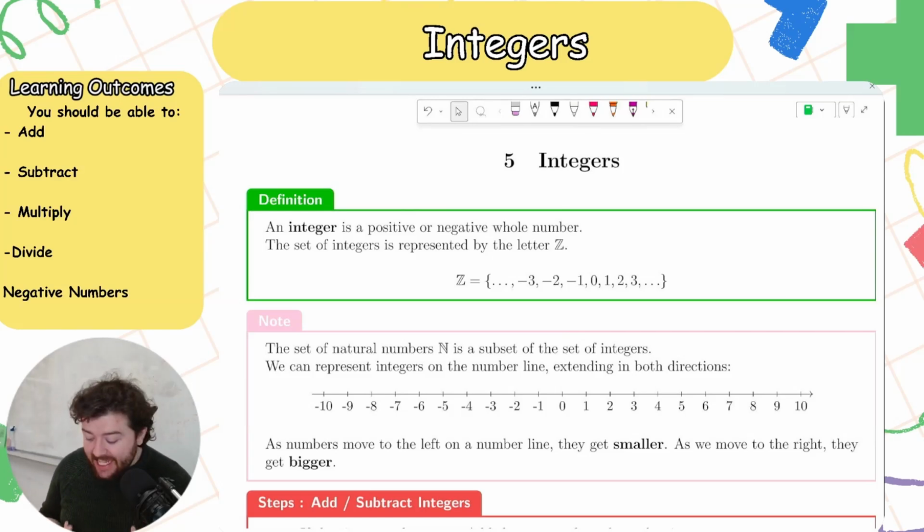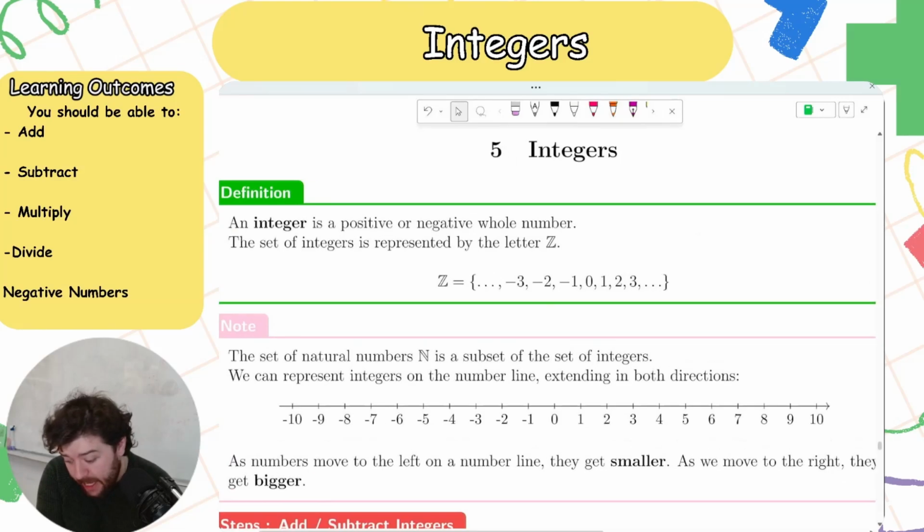In this video, we're just going to quickly look at integers. So, what is an integer? An integer is a positive or negative whole number. The set of integers is denoted by the letter Z. Don't ask me why. The running theory is it comes from the German word Zahlen, which means to count. That's my best guess.